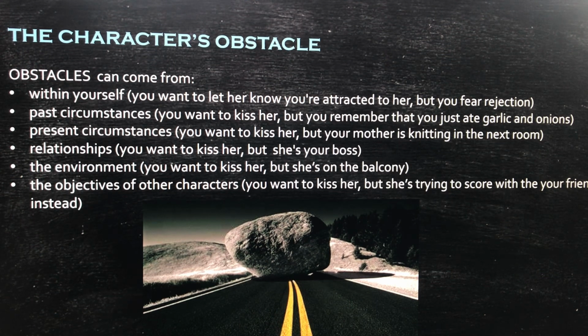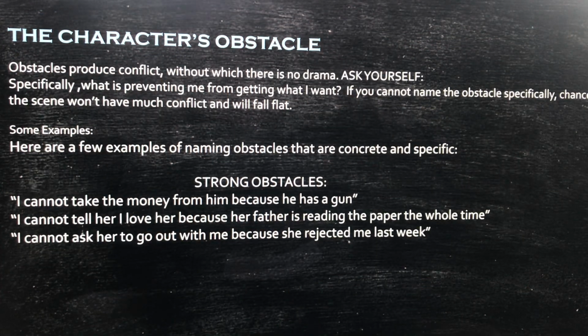The objective of the other characters. You want to kiss her, but she's trying to score with your friend instead. This is what we're going to find all the time, that obstacles come from the other person having a drastically different objective than you have. If my objective is to let her know I'm into her so she'll be with me, and her objective is to get this person out of the way so she can be with her friend, you have conflicting objectives, and therefore an obstacle that generates conflict. We'll talk about conflict soon. Obstacles produce conflict, without which there is no drama.